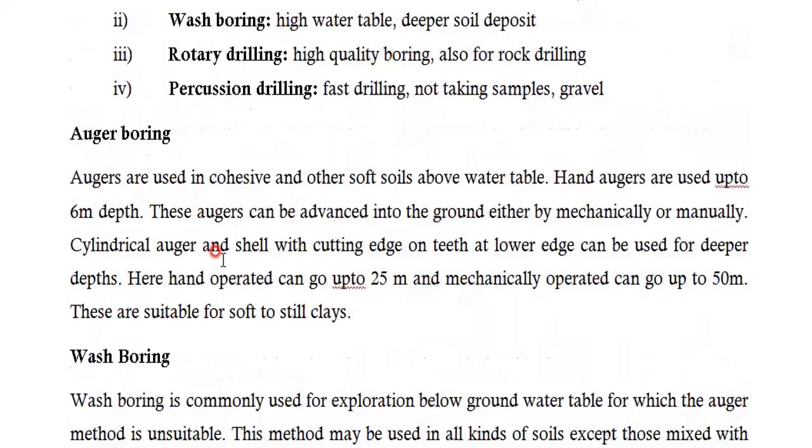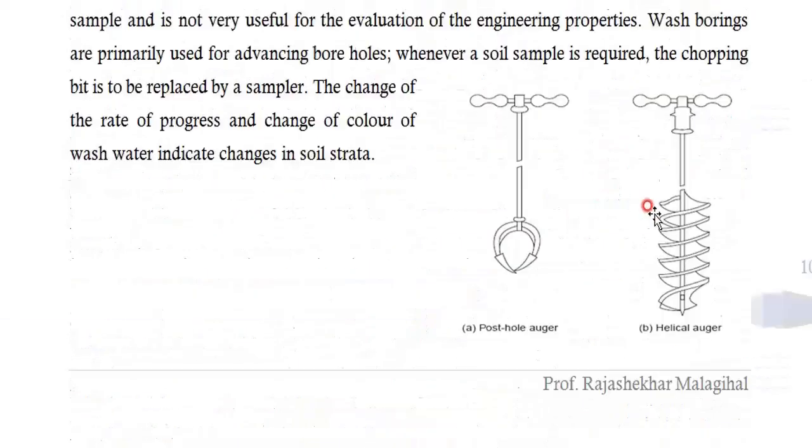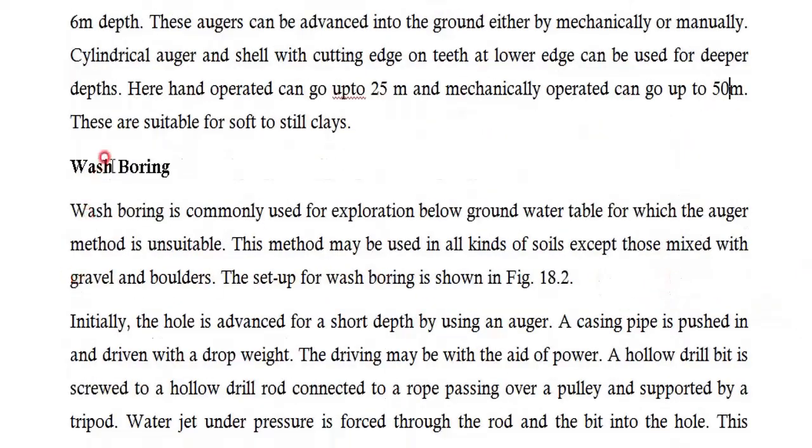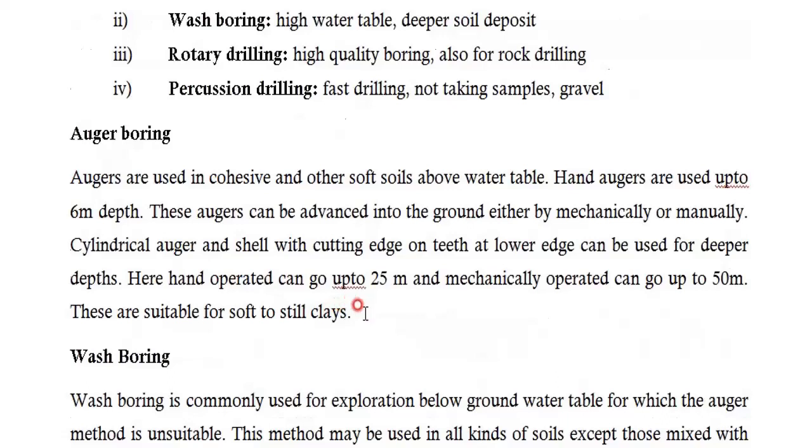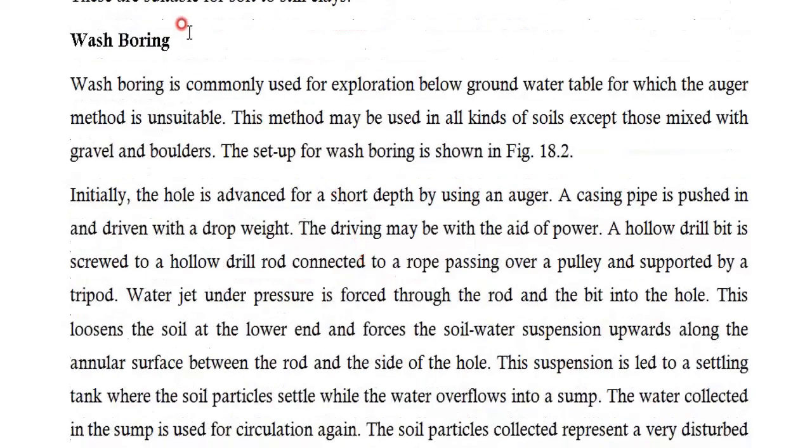It will be rotating and advancing inside, and it may be inserted manually or mechanically. It will go up to some 25 meters, and even mechanically operated augers can go up to 50 meters. The soil will be attached to the auger helicals and that soil will be checked. This auger boring also gives you disturbed soil samples, and it is used only to get the different depths of the soil strata below the ground, and even to get the depth of each soil stratum.